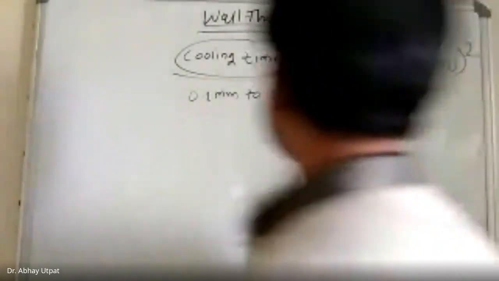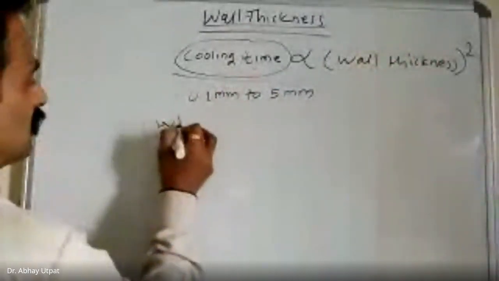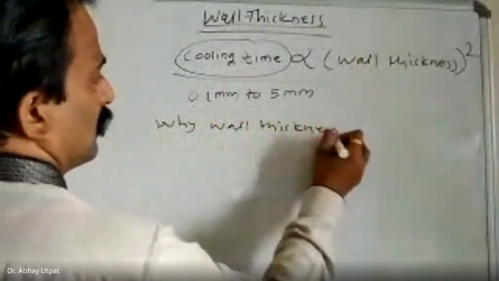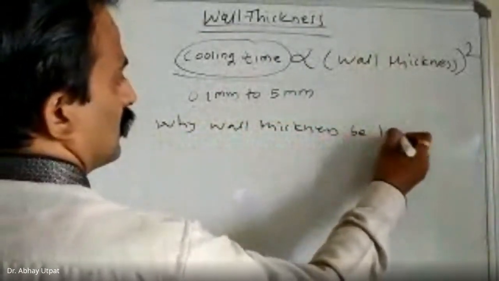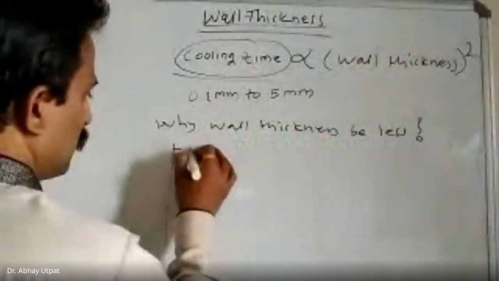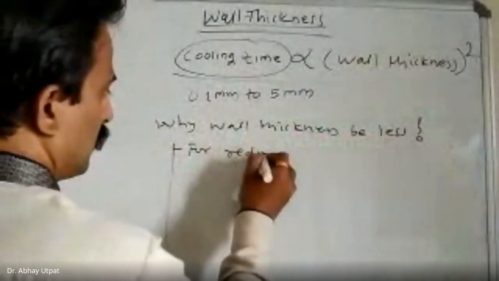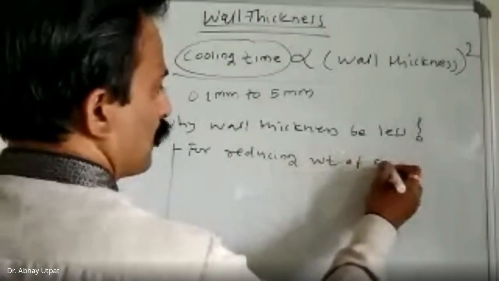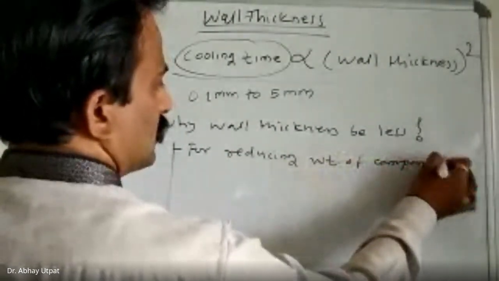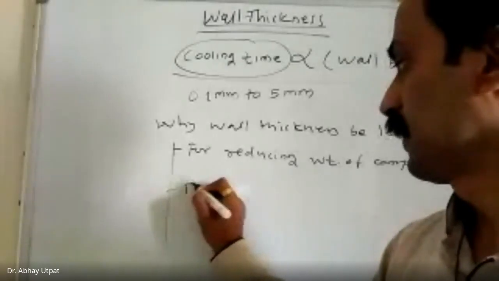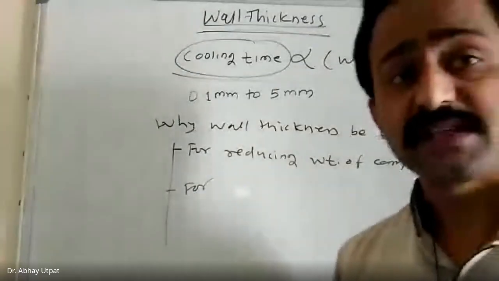Now, why should wall thickness be less? First thing, for reducing weight of the component. This may be an MCQ, that's why I'm writing it on the blackboard. First, for reducing weight of the component. Second, for faster rate of cooling.